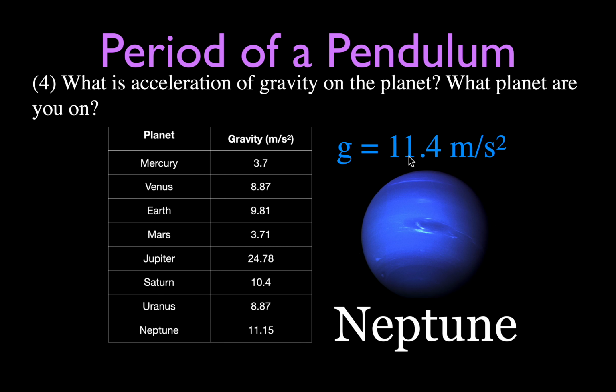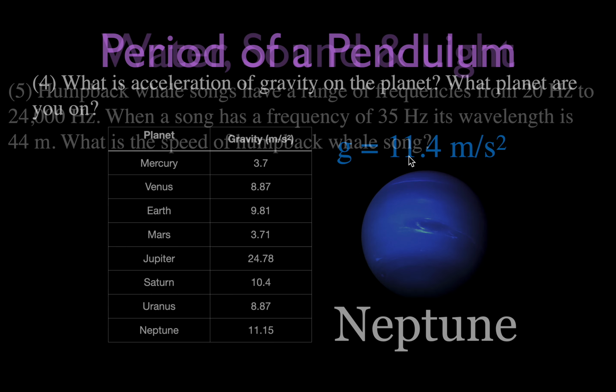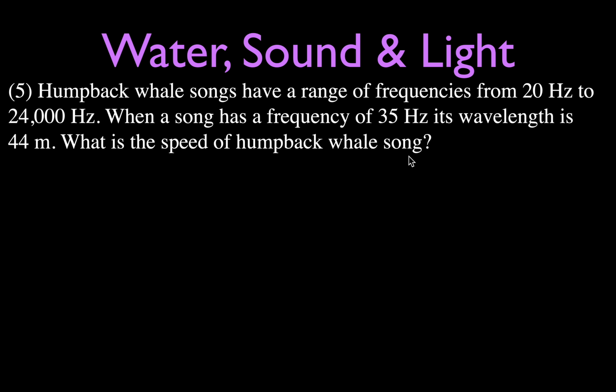And now we're going to go through and calculate frequency, period, wavelength, and velocity for sound, light, and water waves. And for number 5, this is fascinating. Humpback whale songs have a range of frequencies from 20 hertz all the way up to 24,000 hertz. That's pretty big.